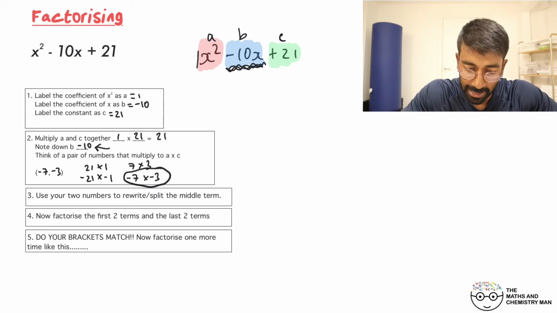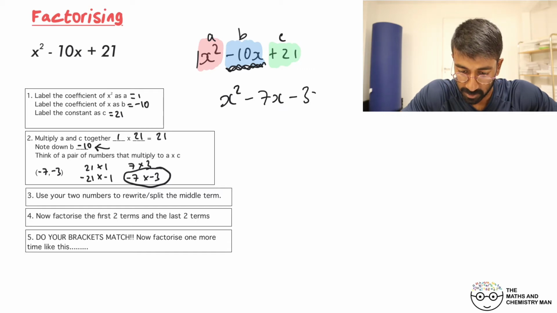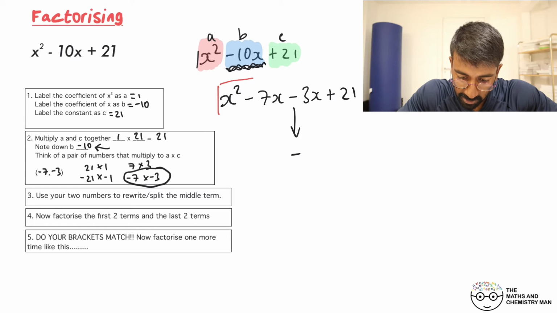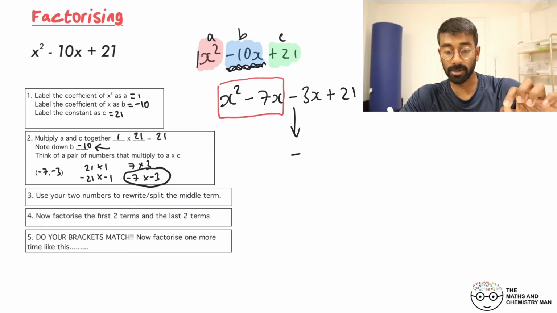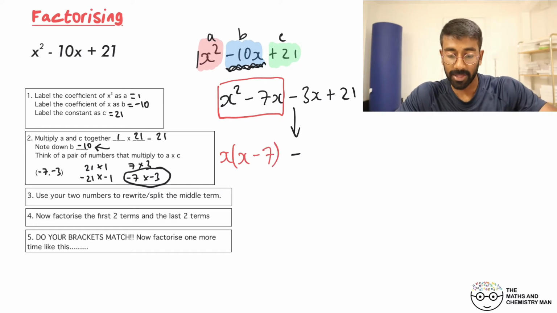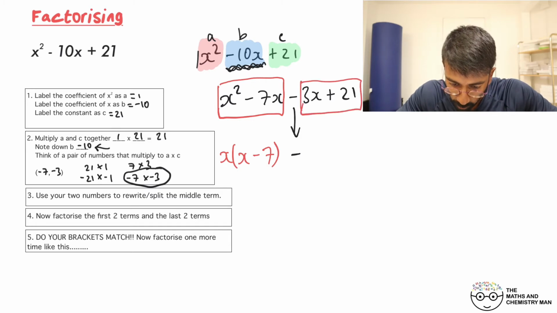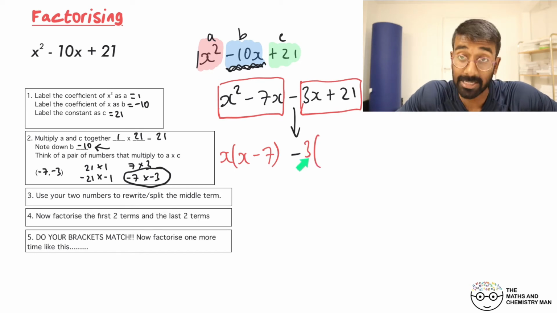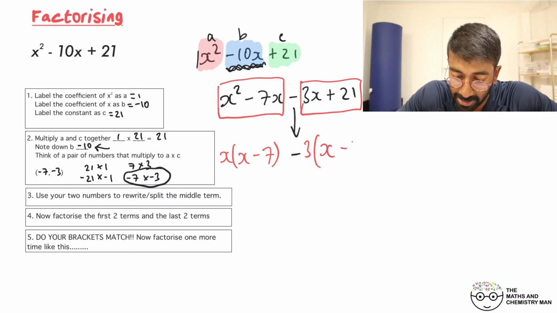So let's rewrite it as x squared, and then minus 7x minus 3x, and then plus 21. Right, that sign there, the plus sign, I'm going to take it down, and then I'm going to factorize the first two terms here. What's common between those two terms is just an x. So we'll take an x outside of the bracket, and what's left inside there is x take away 7. And then factorize this bit here. What can we take out of there? We can take out a 3. So if I put a 3 on the outside, be careful, obviously, because this is now minus 3 on the outside of that bracket. So what's left inside is x, and then minus 7.